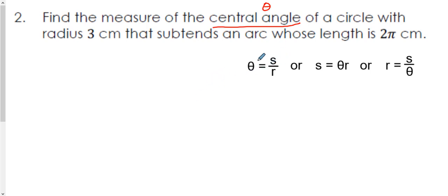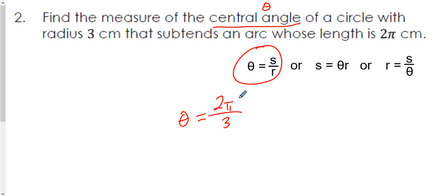So which one of these has theta by itself? This version, so that's the one we're going to use. So the length of the subtended arc, they say, is 2 pi. We're going to put that over the radius, which we say is 3. And that is the central angle measure already in radian version, right? Radian in terms of pi. It's 2 pi over 3 radians.